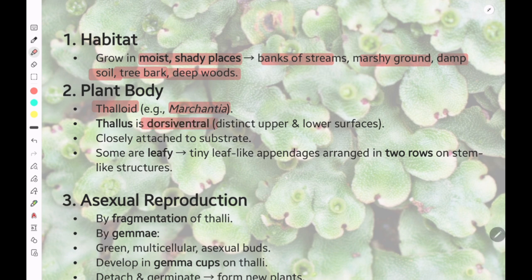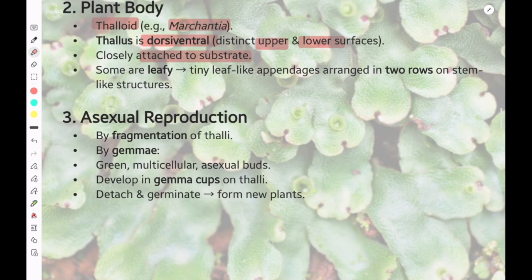The thallus is dorsiventral, meaning it has upper and lower surfaces. It is closely attached to the substrate, meaning it is attached to a rock, sand, or a tree. Some are leafy, meaning they have tiny leaf-like appendages in two rows.